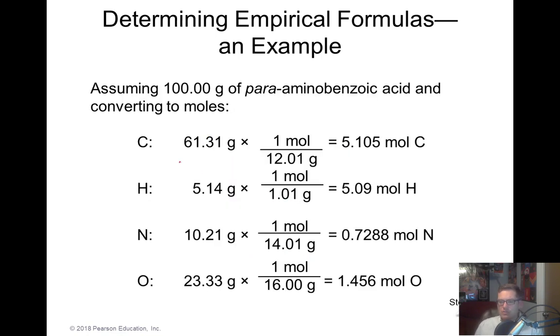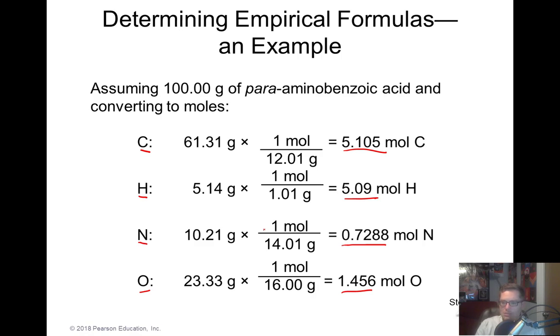Step number 2 is mass to mole. All we have to do is use the molar mass, the atomic mass, for each of these elements to convert them into their relative moles. So the 61.31 grams of carbon divided by 12.01, you get that there. And so these are the moles that you get. Okay, go ahead and pause the video and check, make sure that I did it all correctly. See if you get the same answers. So that's percent to mass, and then mass to mole.